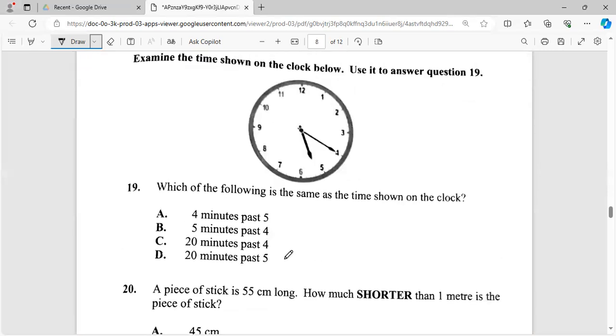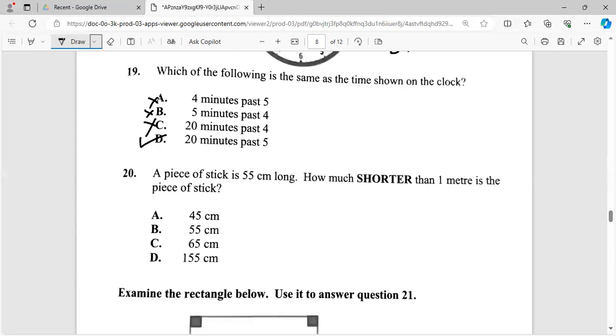Examine the time shown on the clock. Use it to answer question 19. Which of the following is the same time as shown on the clock? So I'm going to write the clock time first. This is 5, the hour, and it is the short hand, so that's 5:20. With the minute hand, you count by 5: 5, 10, 15, 20. So this is 5:20. Is it 4 past? No. 5 past 4? No. 20 past 4? No. So it would be D, 20 minutes past 5. I think only Jamaicans read time like that.